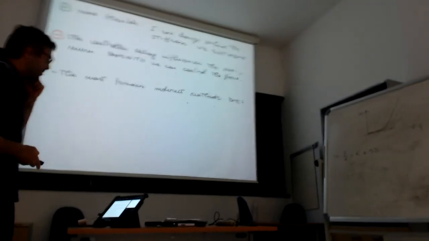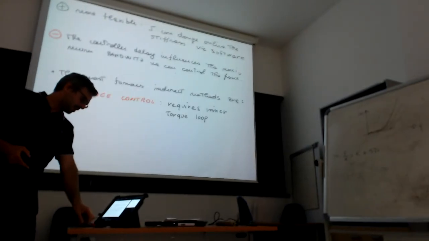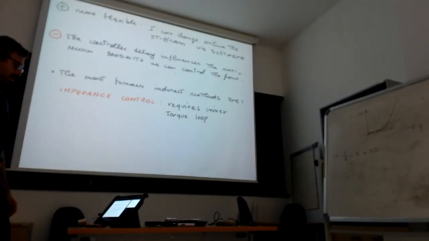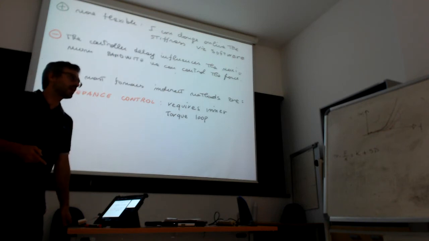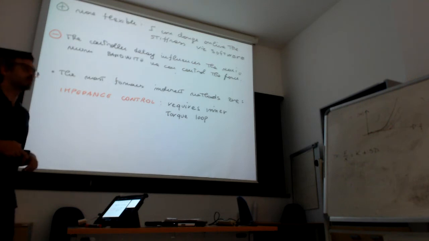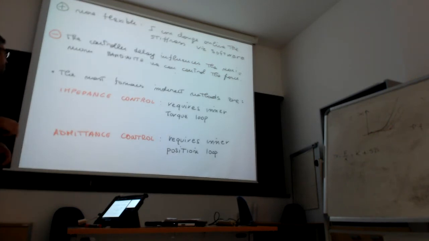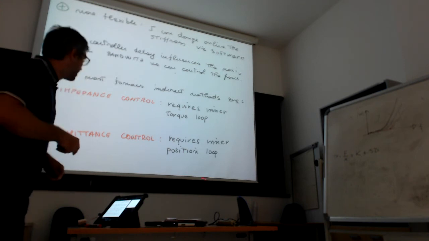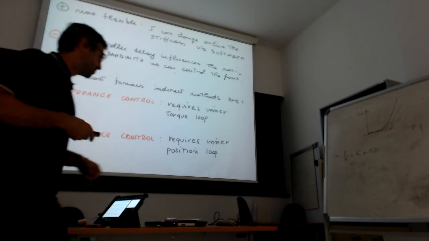As you said, the most famous indirect methods for force control are impedance control. For example, there are some implementations with a position loop, but most of them require an inner torque loop. And admittance control, which I will not talk about because of time, requires an inner position loop.